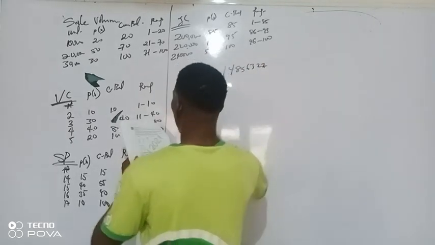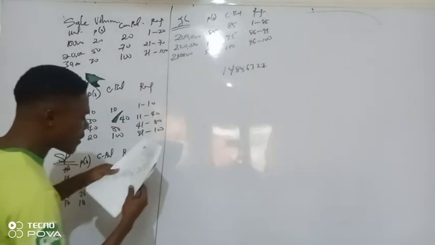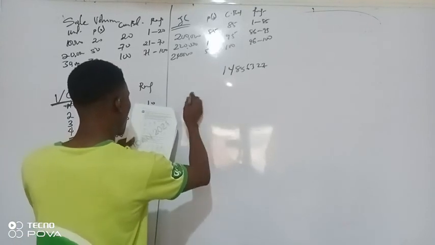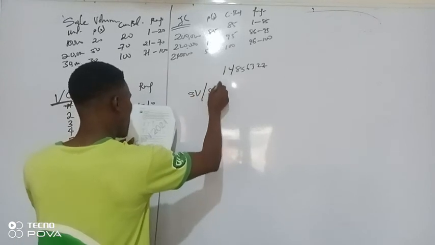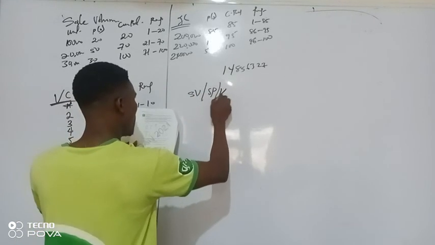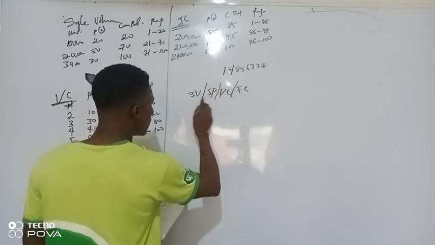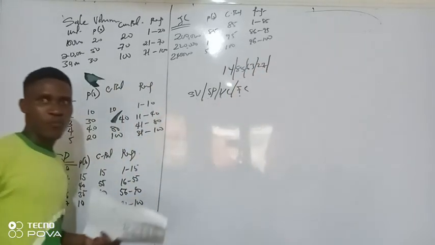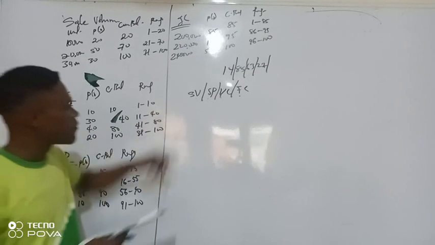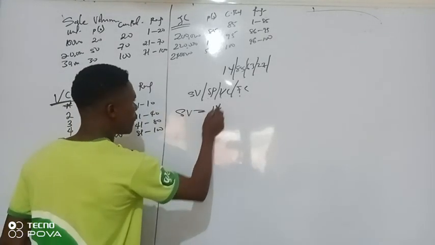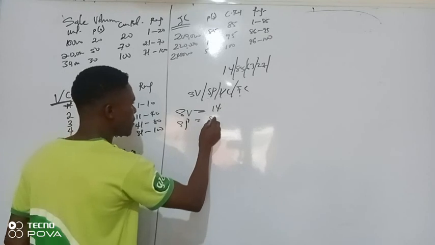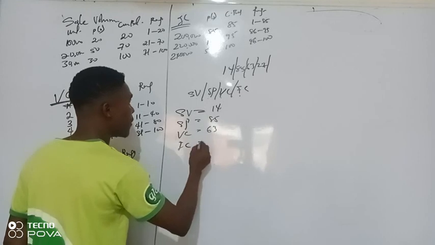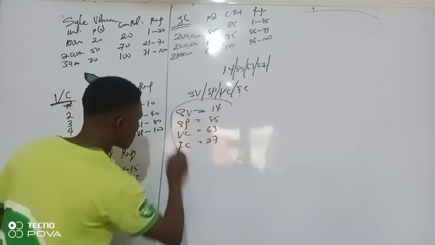14856327. How many variables do we have? Based on the question, the arrangement is sales volume, sales price, variable cost, and fixed cost. That gives us 1, 2, 3, 4. So for sales volume, how much are you having? 14. For selling price? 85. For variable cost? 63. Then for fixed cost? 27.